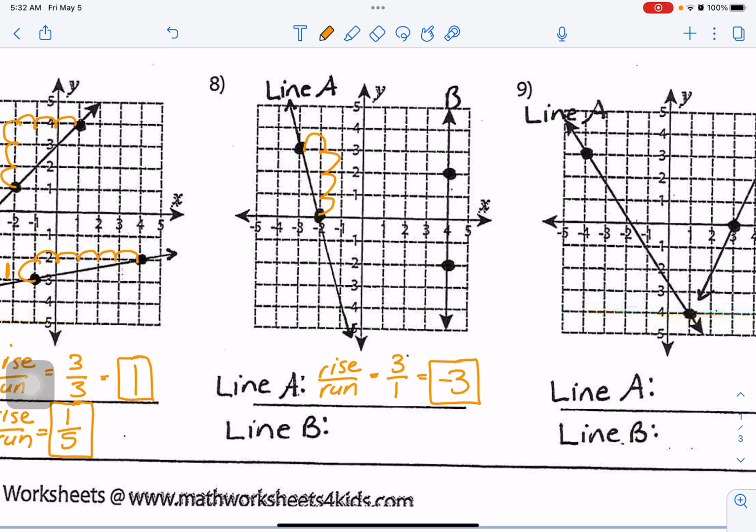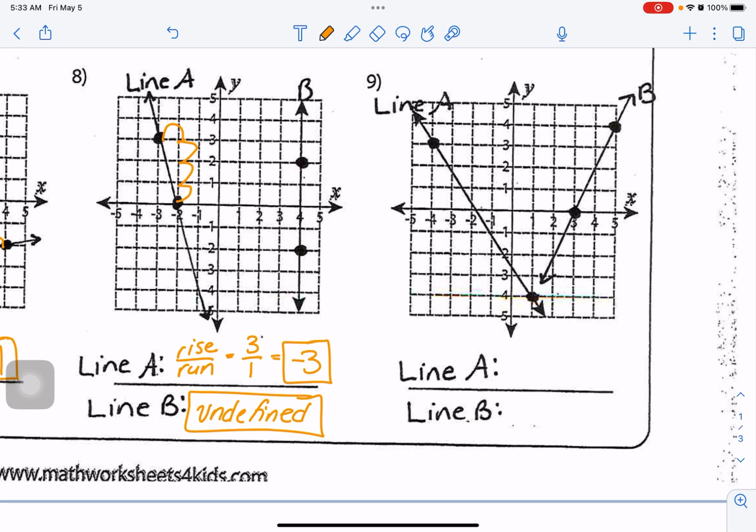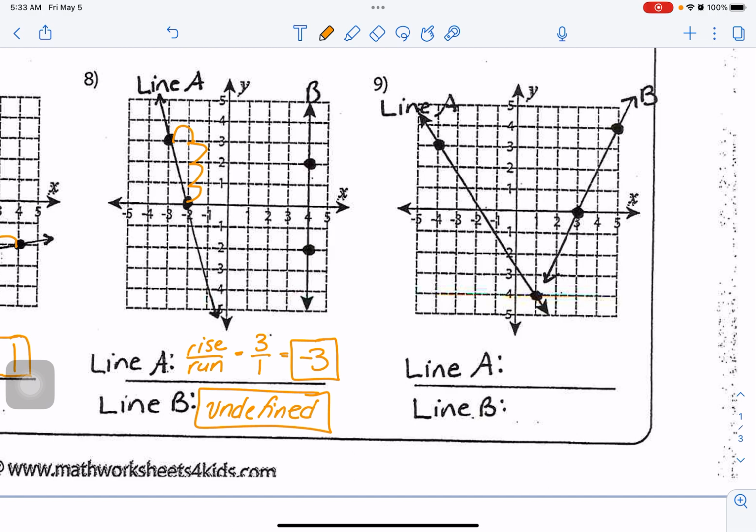Okay. Now on letter B, that's one of those special slopes that should pop out at you. A straight up and down line has what type of slope? If you said undefined, you would be correct. Okay. All right.